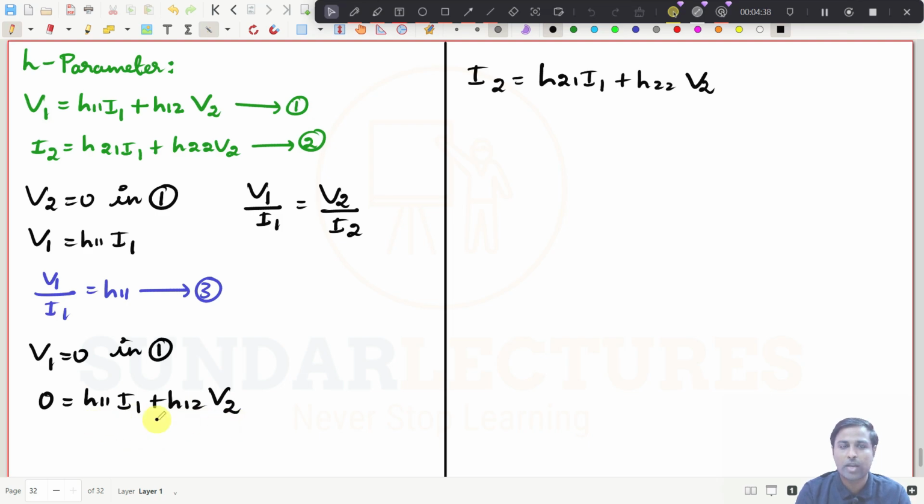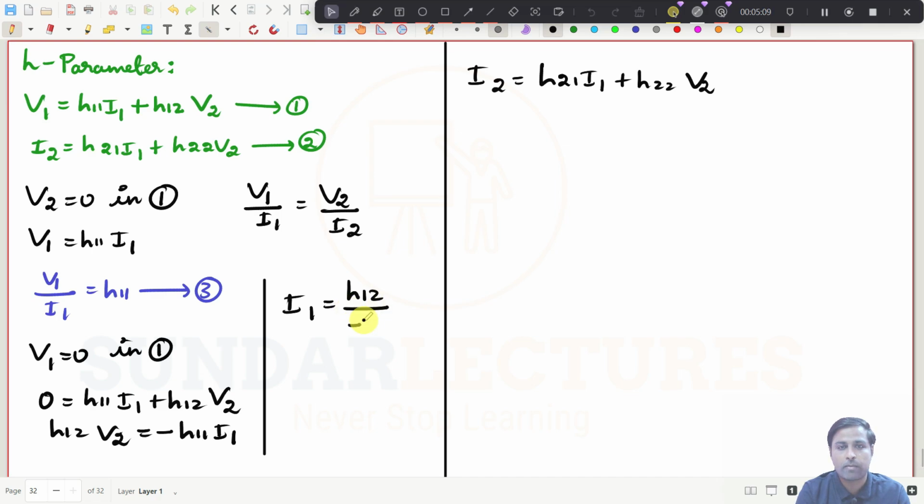So what can you do? You can do this one with this equation. H12 V2 is equal to minus H11 I1, right? So you can replace this I1, which is equal to, you can bring this one to the downside, so it will be minus H12 divided by H11 into V2. So in terms of V2, I can replace this I1 right now. So this is equation number 4. So substitute equation number 4 in equation number 2. That's all. This is equation number 2.